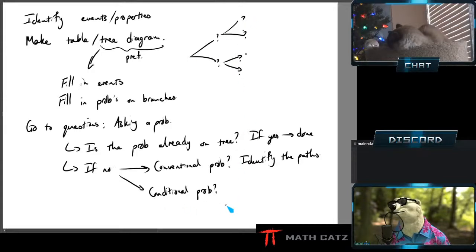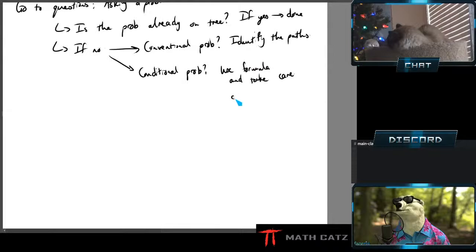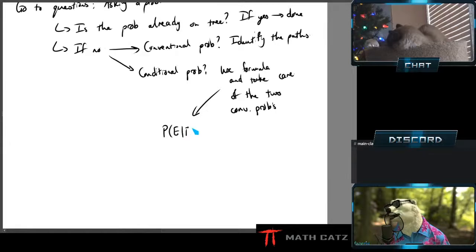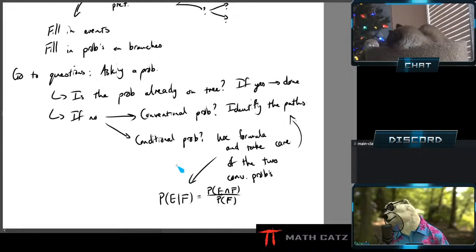If it's a conditional probability, we've already identified it's not a conventional probability on the tree, then I have to use the formula and take care of the two conventional probabilities that come out of it. Here I mean the probability of E given F is the probability of the intersection divided by the probability of the given event. So then I'm rewriting my conditional probability as two conventional probabilities that I can go back and identify the paths for, each one separately. Okay, so hopefully this gives you some outline for how to approach this.